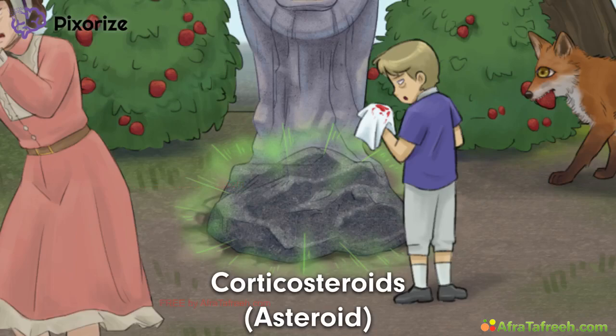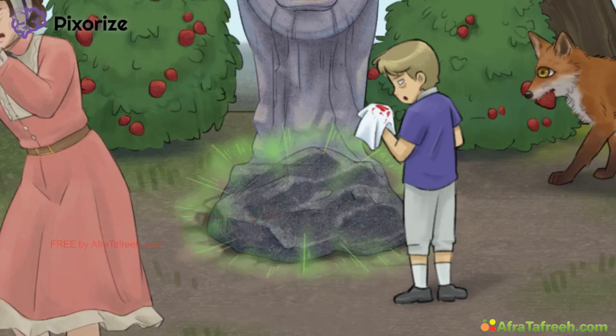Asteroids are a recurring symbol for corticosteroids because asteroid rhymes with corticosteroid. This asteroid is here to help you remember that corticosteroids are an alternative treatment for Wegener's granulomatosis.